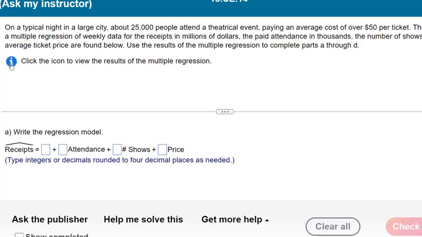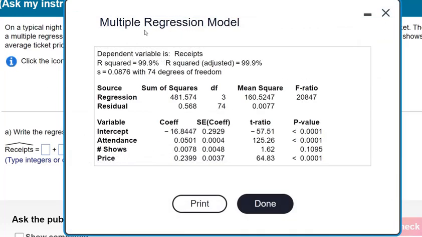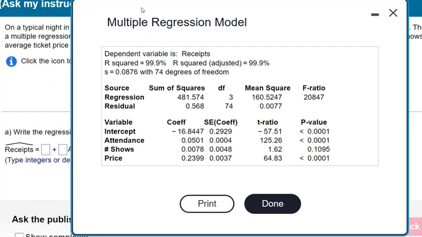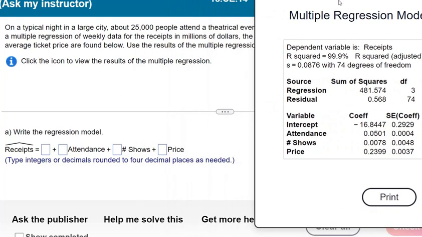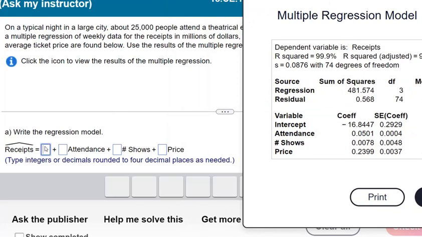So for this question, if we click on this button, they've given us the computer output. And so if we're going to complete the model, the number that's not next to a variable is like the y-intercept. And so that is the intercept, and you want to look at the coefficient there. So negative 16.8447 to the fourth decimal place. So there's no rounding needed because it's already there. There's our intercept.